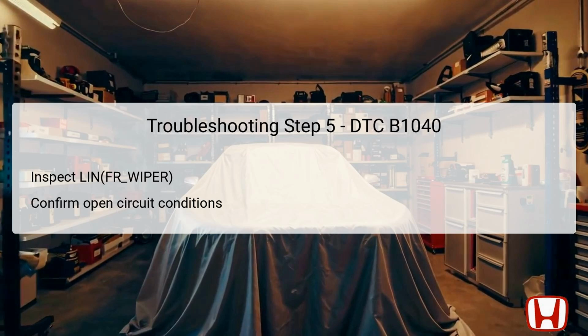If higher resistance or an open circuit is found, it indicates a break in communication that could significantly impact wiper functionality. Proper inspection of communication lines is crucial because issues here could lead to intermittent or failed operation of the windshield wipers, resulting in reduced driver visibility.